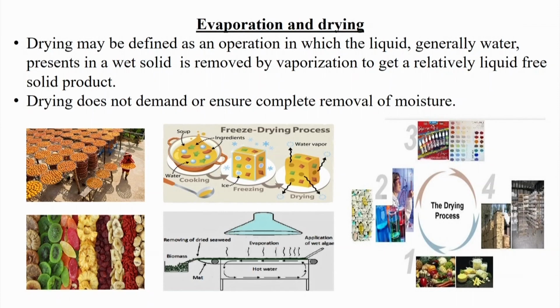Many examples are cited here. On the left hand side, we have shown that many vegetables or fruits are dried using only sun drying. And one example of the freeze drying process, as we told earlier, is for very heat sensitive material.